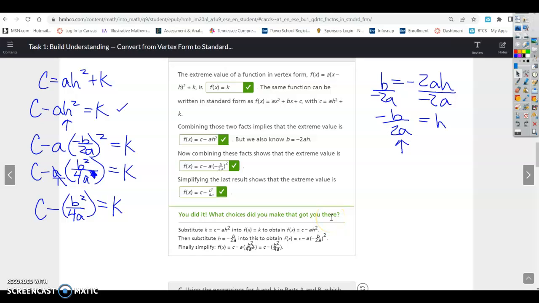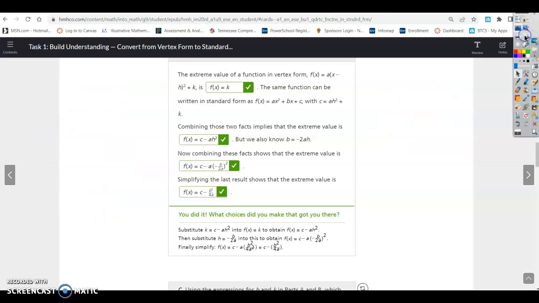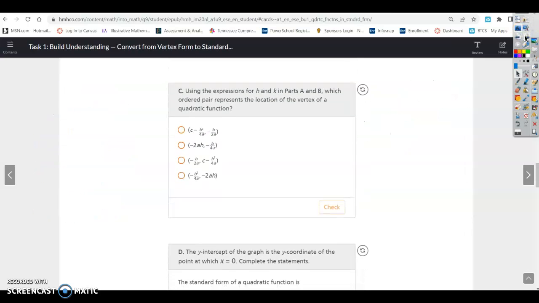All right, so this is a little complicated getting started. You're not going to have to do this every time. They just want you to see how the two equations, standard form and vertex form, are connected. All right, let's see what else they're asking here.